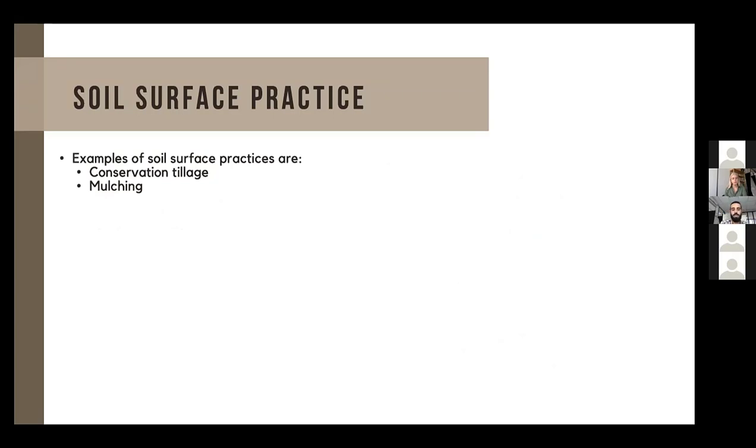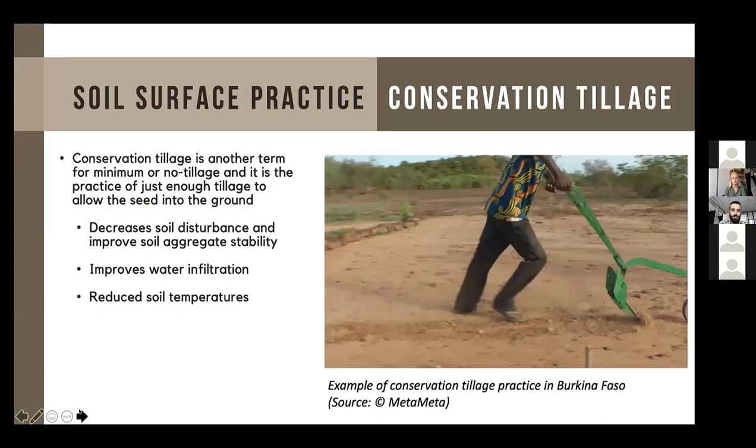But again, let's keep this microclimate perspective and re-examine these practices and see what they're doing to the microclimate variables we discussed. So, conservation tillage. It's another way of saying minimum or no tillage. It's a practice of just enough tillage to allow the seeds to take hold in the ground, and conservation tillage decreases soil disturbance and improves soil aggregate stability. This improves water infiltration, increases soil moisture, and reduces runoff and soil erosion. So this then benefits the soil sediments and nutrients.